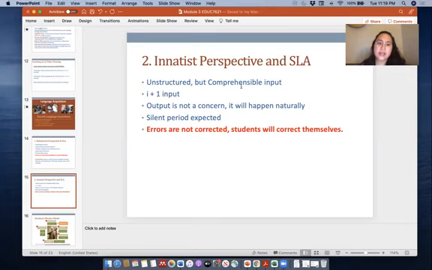Under this perspective as well, a silent period is expected. So instructors and educators shouldn't worry about someone not producing the language in the beginning stages, because they might be getting all that input of these language features and sorting this out internally. Once they feel comfortable, they will be able to communicate verbally or express themselves through other modes. Here, errors are not corrected. Students are expected to correct themselves once they feel comfortable using and practicing a specific form of the second language.